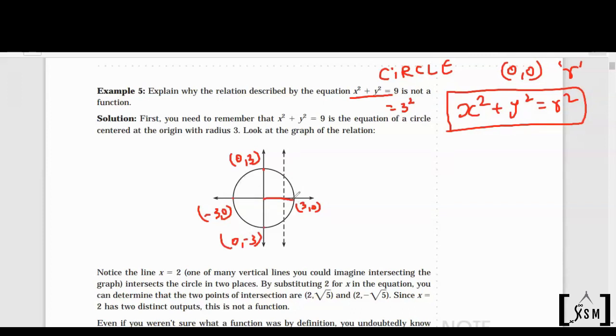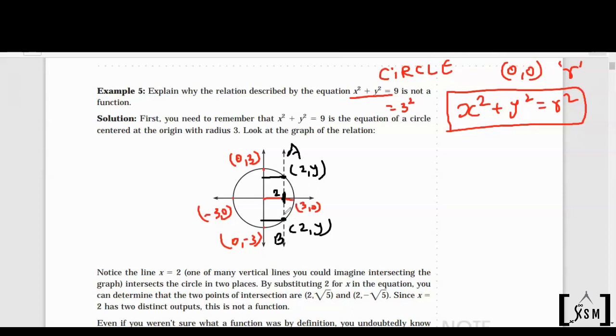Why? Because for the same x there are two y's, if you can understand. Let's say for this x value you have this y as well as this y. Can you see that? For the same x, you have two y's. Let's say this x is 2 here, right? So here you have a different y and here you have a different y, correct? At point A, the y is positive and at point B, the y value is negative, right?